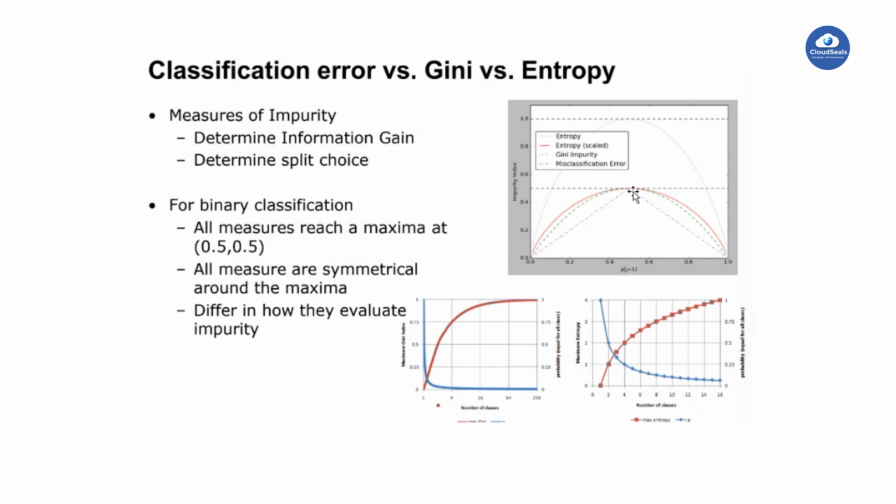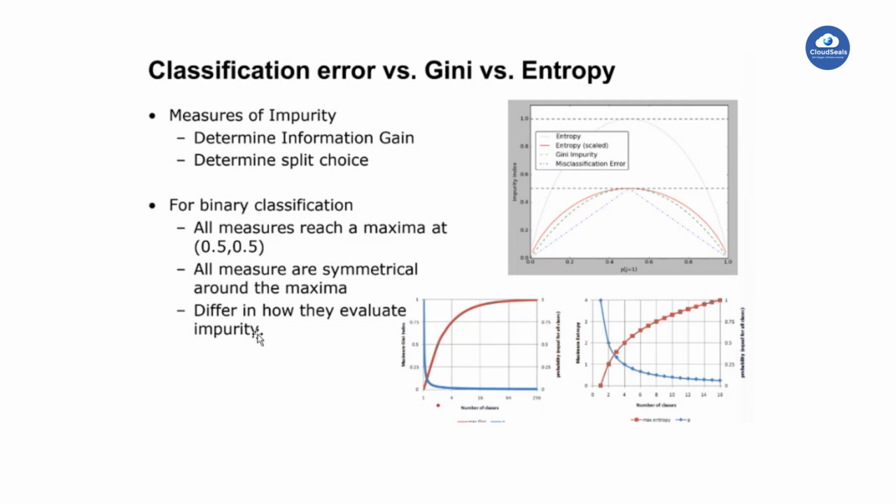All measures are symmetrical, which means the curve. Let's observe this curve. This is exactly a reflection of this one. This curve is an exact reflection of this one, and this one, this one, this one. You can observe these three. Symmetrical means the image of these is the same on both sides. So all measures are symmetrical around the maxima, if it is a binary classification.